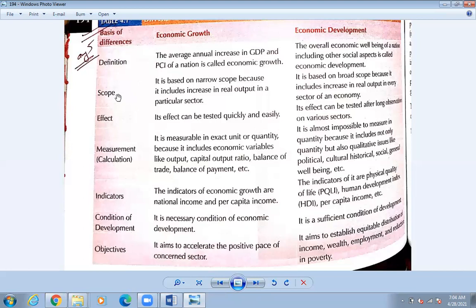Okay, so use numbers 2, so it is based on narrow scope and this is based on the broad scope. Just write on this only, others write on all. So these are the differences between them.